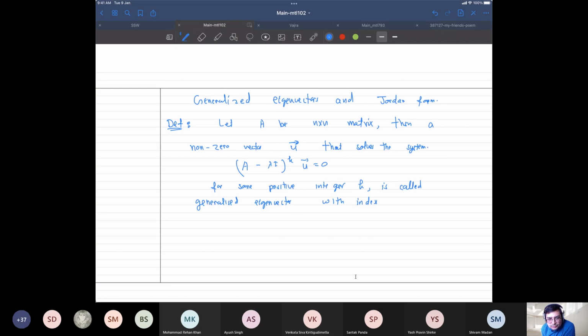Sorry, so not the index K. Okay, generalized eigenvector. Let us stop here. If K is the smallest such integer, then it is called the index of U.